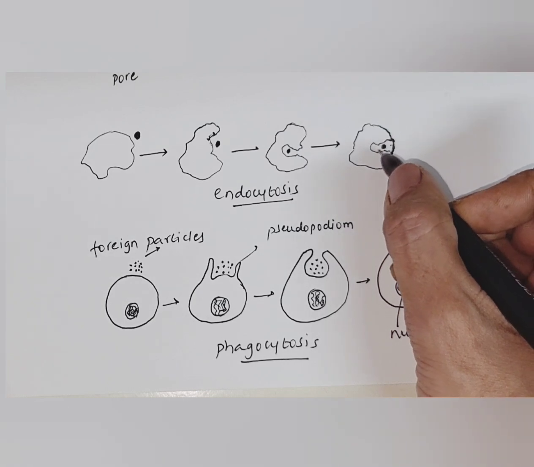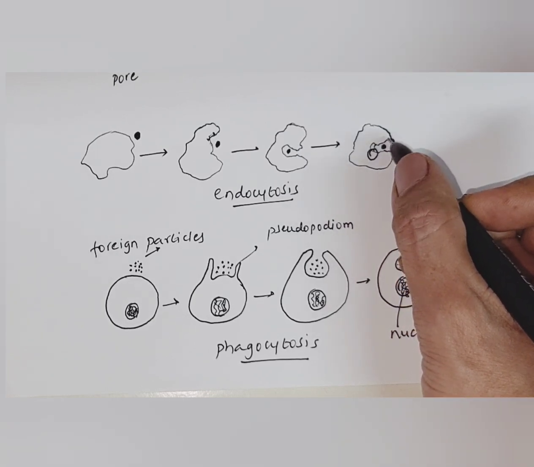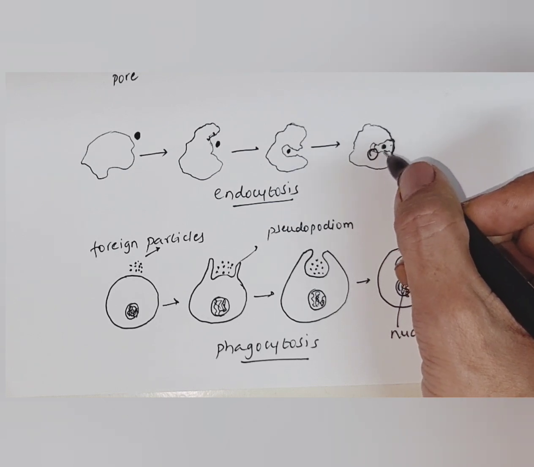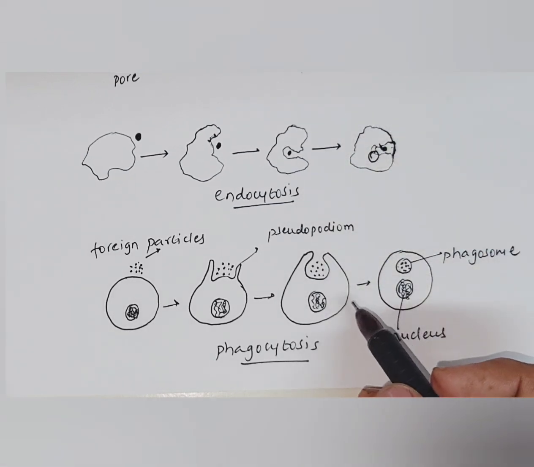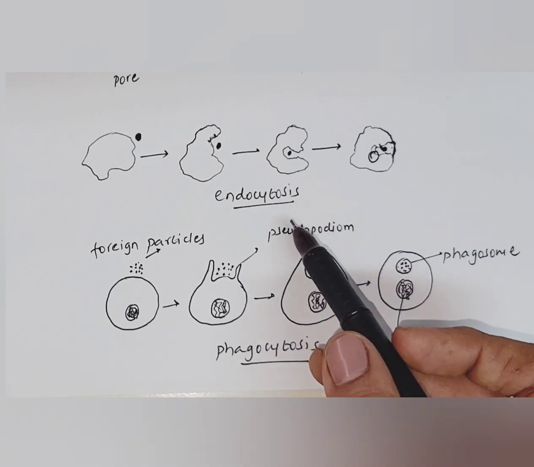Now after that what happens? A primary lysosome binds with this endosome and it causes digestion and degradation of the particle in the endosome. So this is the mechanism of pinocytosis. It is a type of endocytosis.